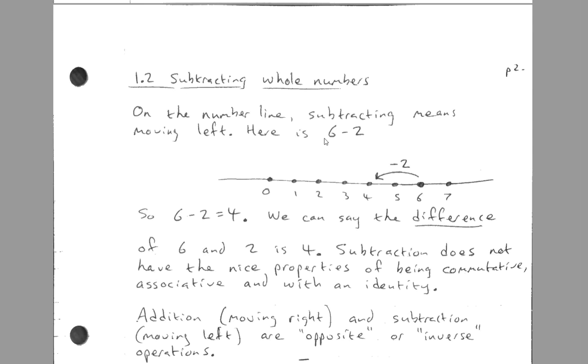So the deal is for subtracting, you're moving left. So this is 6 minus 2. Start with 6 and move 2 units to the left. So 6 minus 2, you end up at 4. 6 minus 2 equals 4. When you're adding, it's called a sum; when you're subtracting, it's called a difference. So the difference of 6 and 2 is 4. That's one way to say it.